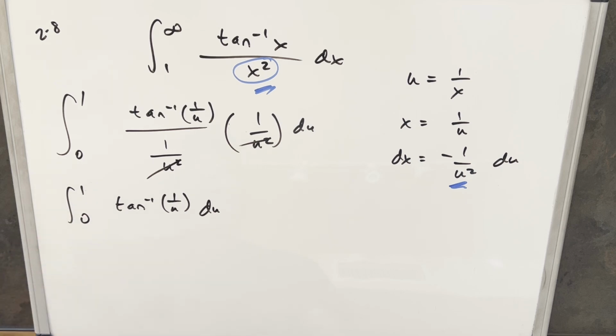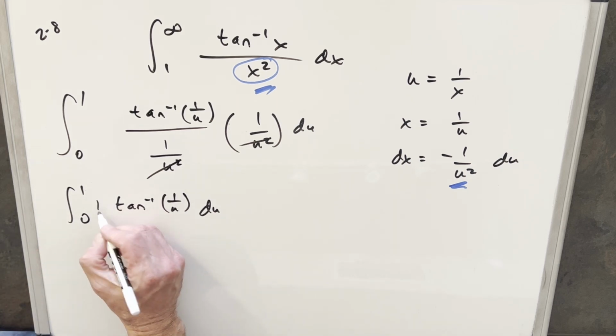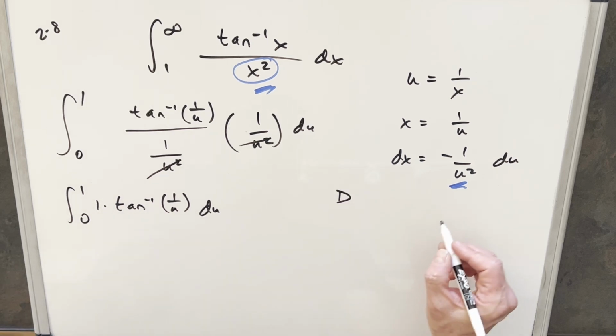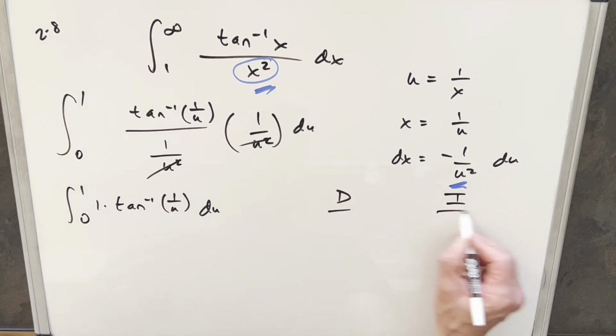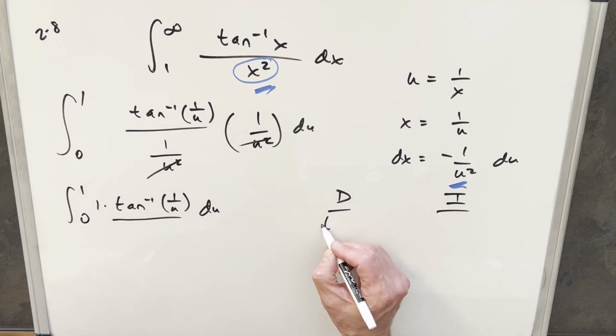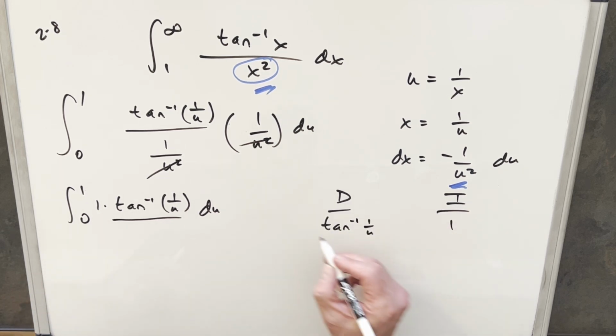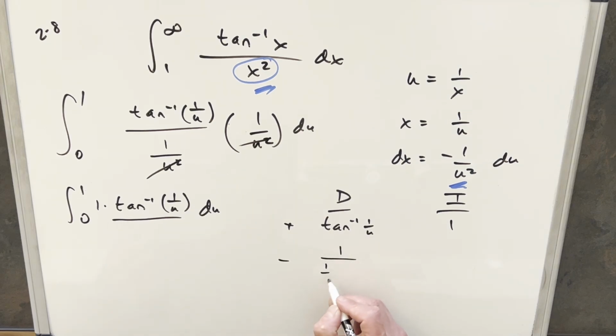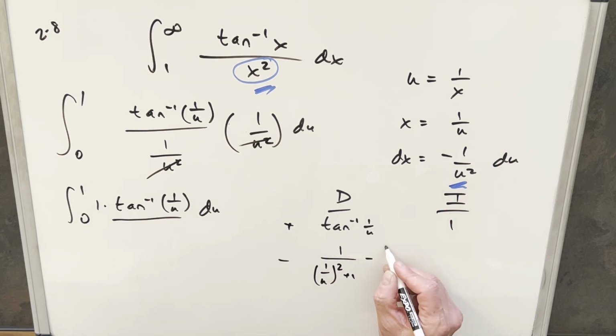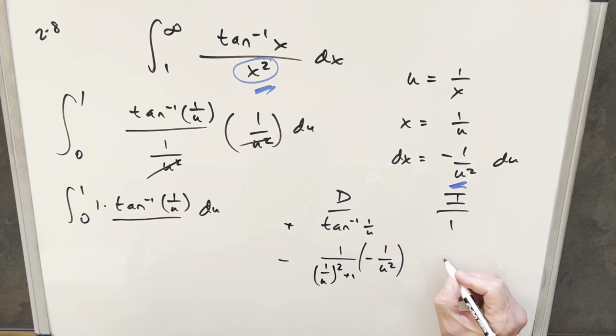Here, what I want to do is the normal thing that we do when we have arctan in integrals: we usually want to do integration by parts. I'll create a 1 in front and do the DI method, or tabular integration. I'll differentiate arctan of 1 over u, and integrate this 1. Differentiating, this becomes 1 over (1 over u squared plus 1), but then we need the chain rule, the derivative we found before, which is minus 1 over u squared. And integrating 1 is just u.